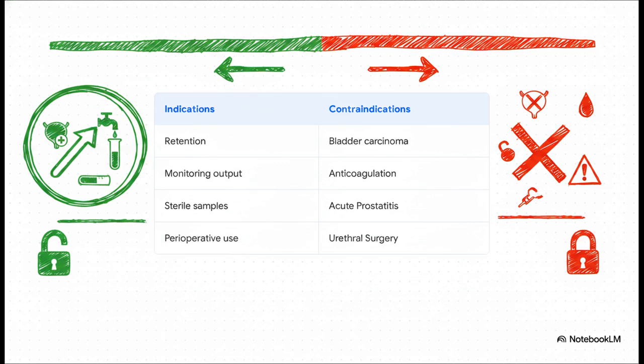But hold on, we absolutely have to look at the red lights too. We must constantly weigh those vital indications against severe contraindications. If a patient has known bladder carcinoma, recent urethral surgery, or they're on heavy anticoagulation treatment, well, inserting a catheter could cause massive catastrophic trauma. You always have to step back and look at the whole clinical picture.